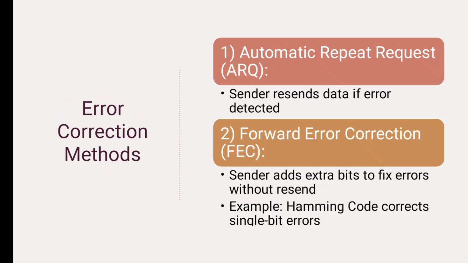Error correction methods. Detecting errors is important, but sometimes we also want to correct errors without asking the sender to resend data. One method is automatic repeat request or ARQ, where the receiver requests the sender to resend the data if an error is detected. This is used in TCP. Another method is forward error correction or FEC, where extra bits are added so that the receiver can detect and fix errors automatically. Hamming code is a popular example of FEC.